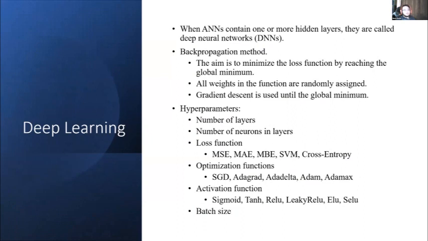When artificial neural networks contain one or more hidden layers, they are called deep neural networks. The most critical step in developing DNNs was the backpropagation method. This method is still actively used today. It calculates the gradient of errors according to each parameter in the model. While establishing deep learning models, the person who designs the model should decide on many parameters. These are called hyperparameters.